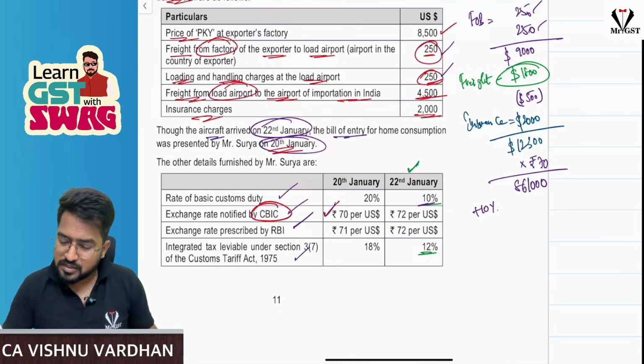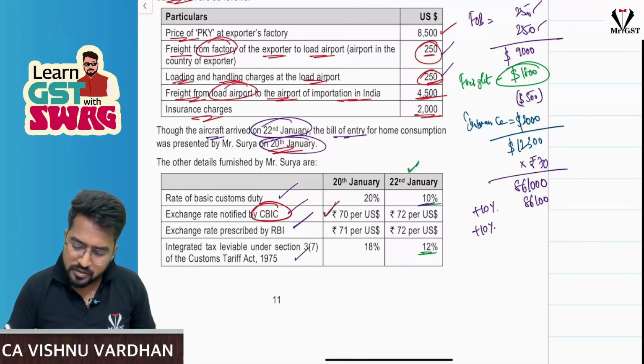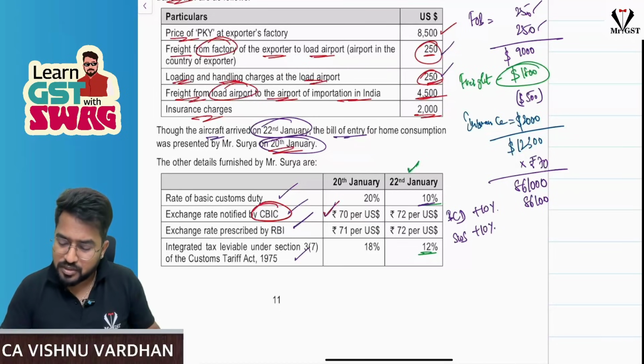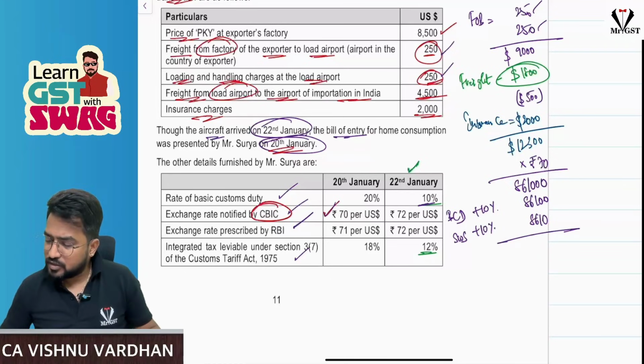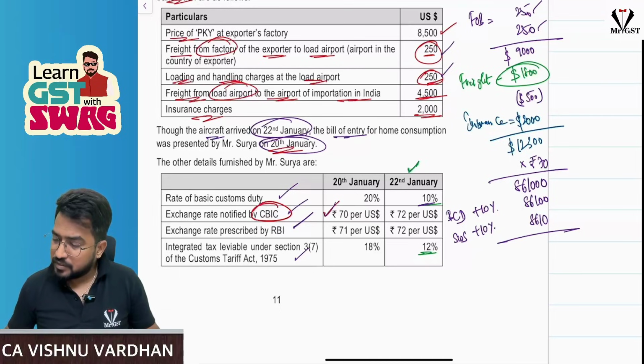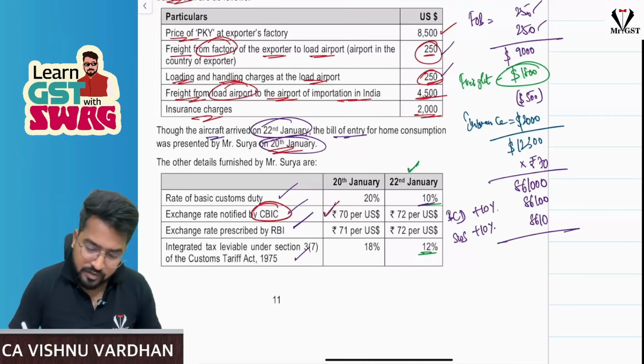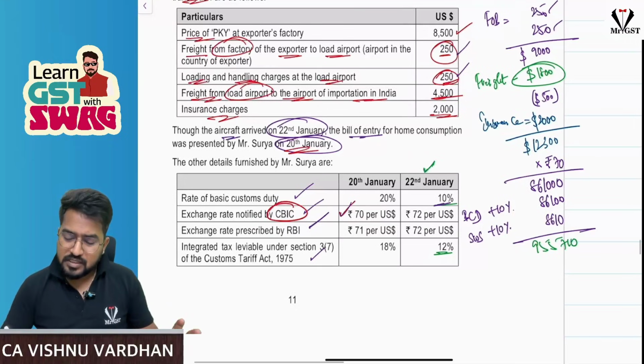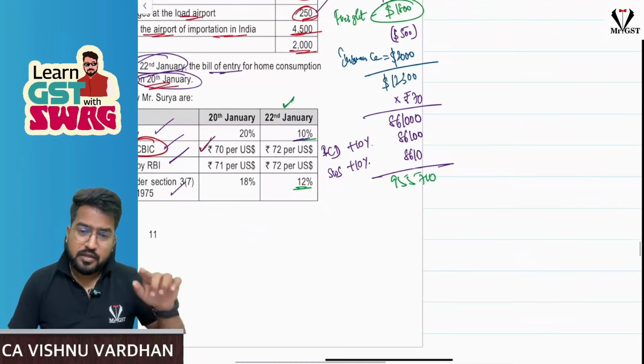The 10% means 86,100. Again plus 10% social welfare surcharge. Basic customs duty is on value. Social welfare surcharge is on basic customs duty. So 8,610 rupees. Now what is the total? 8,61,000 plus 86,100 plus 8,610. So total 9,55,710 rupees. Now this is the value for IGST.